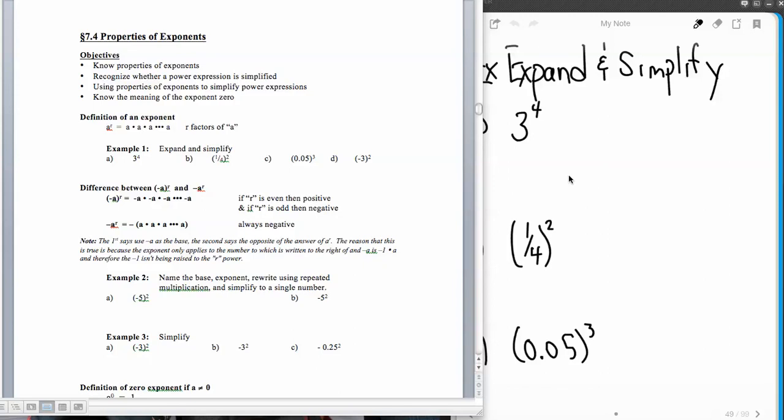Right, we're talking about section 7.4 now. I'm skipping a little bit ahead and we'll come back to section 7.2 and 7.3. So properties of exponents is our topic in section 7.4. We're going to learn about all the properties of exponents.